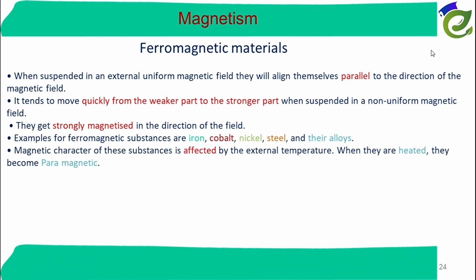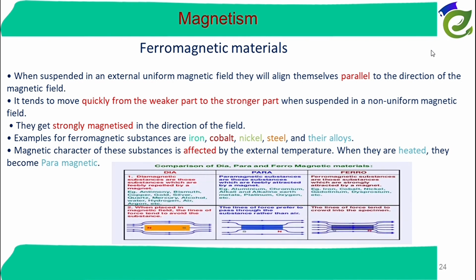And the magnetic character of these substances is affected by the external temperature. It means when you heat these ferromagnetic materials, they change to paramagnetic. Now there's a chart here which compares dia, para, and ferro. You can pause the video and learn more from this chart.